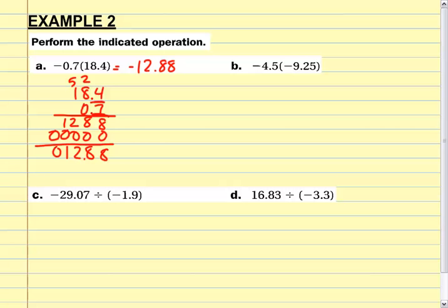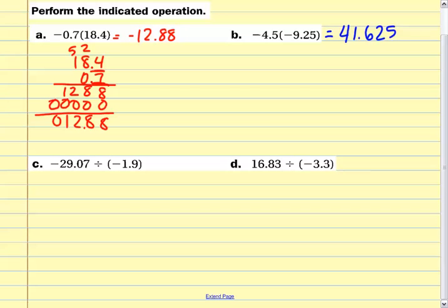Folks, I got negative 4.5 times negative 9.25. You punch that into your calculator. I know it's going to be somewhere around 40. What did you get, Emma? 41.625. Everybody happy with that one? Yes, sir. Good, good. Just doing a little practice here.